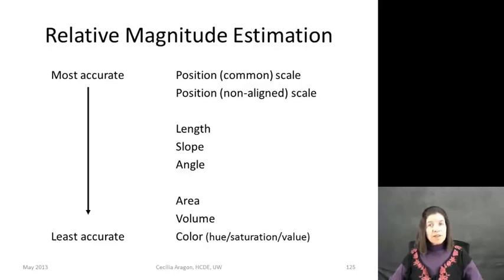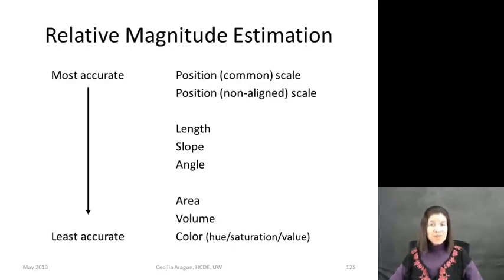All right, let's consider a set of visual attributes and how good humans are at estimating magnitude. This data comes from, again, many decades of research in psychophysics. It turns out that humans are most accurate at estimating differences in position if there's a common scale. If the scales are non-aligned, then they're slightly less accurate, but still fairly accurate. Then comes length, slope, and angle. And then much less accurate are area, and even less so volume.